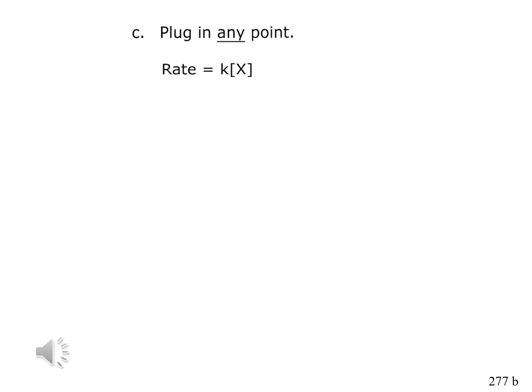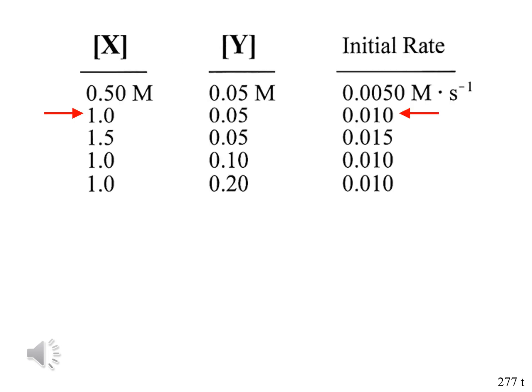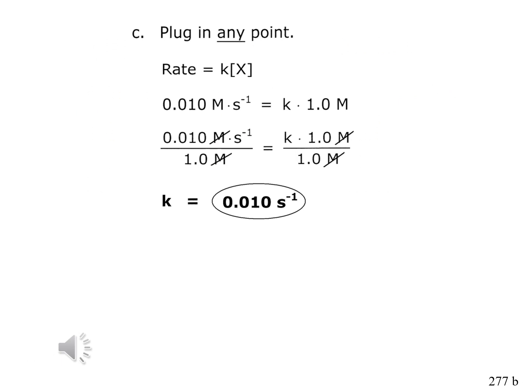If you want to calculate the value of k, all you have to do is plug in a point, and since the reaction does not involve y, all you have to do is plug in an x and a rate. In this case, you have 5 choices of points to plug in, so I just picked one. I solved for k, and this is what I got for the rate constant.